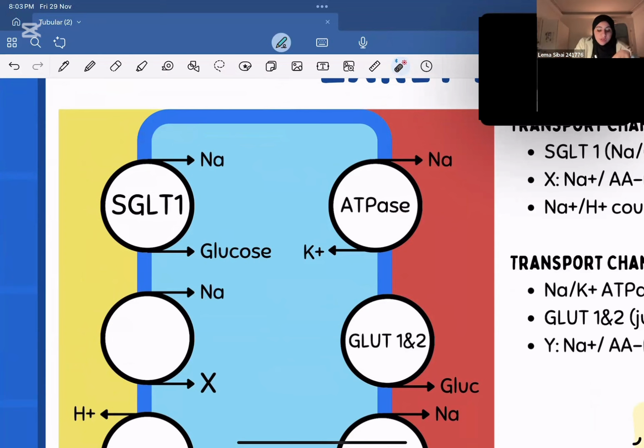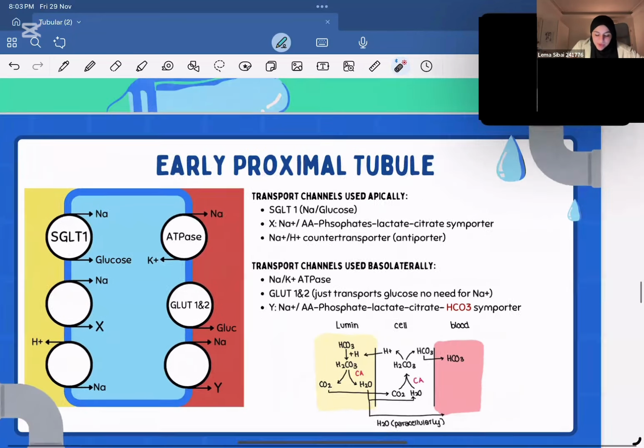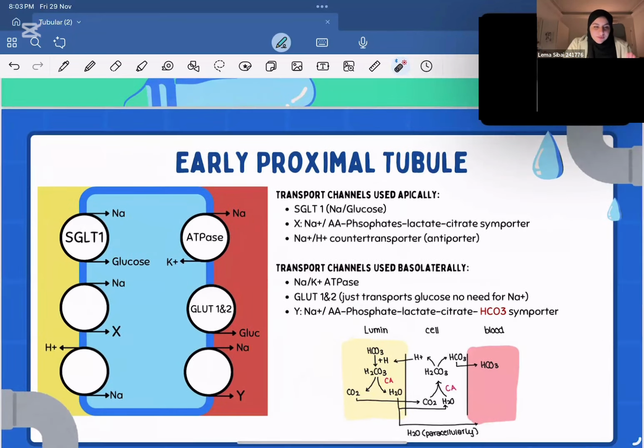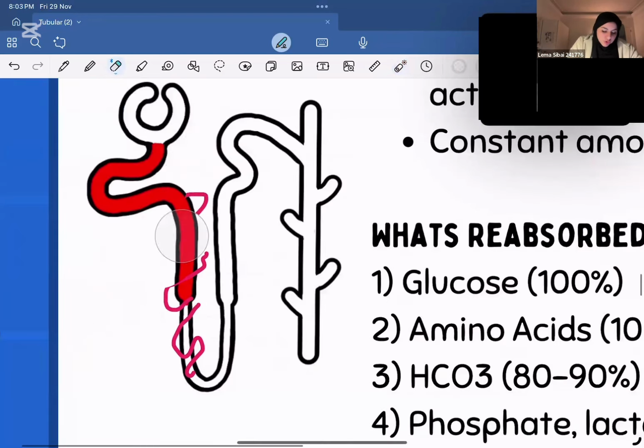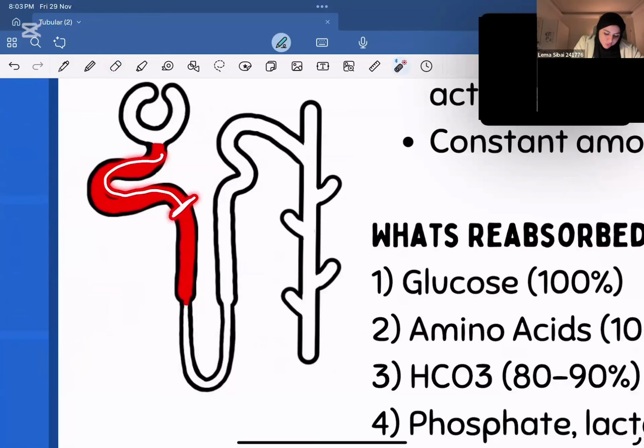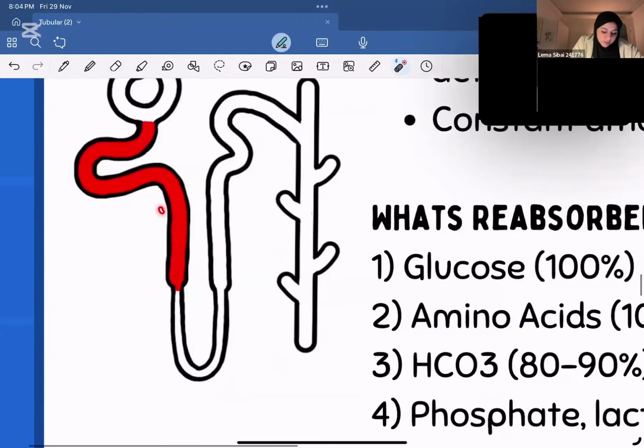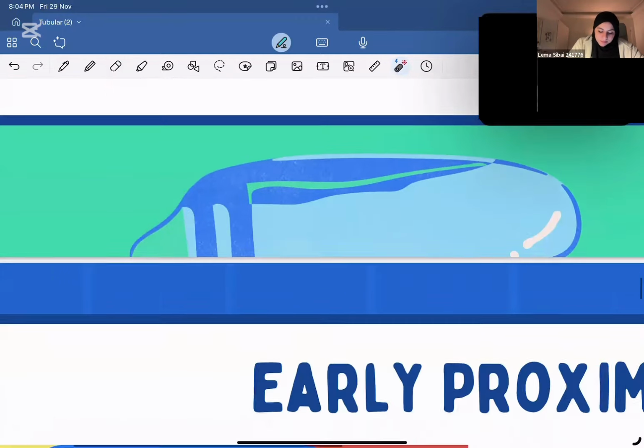So sodium and glucose both get into the cell. And why I specified 1 is because she specified this in her lecture, that there's a 1 and there's a 2. Sorry, I skipped right ahead, but the proximal tubule is split up into two parts. So this would be the early proximal tubule, and this is the late proximal tubule. Right now, we're talking about this part, okay?